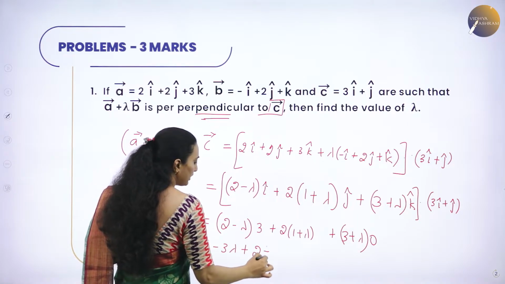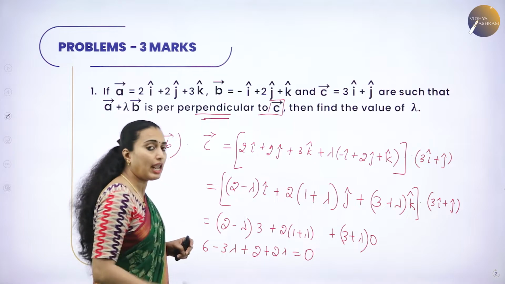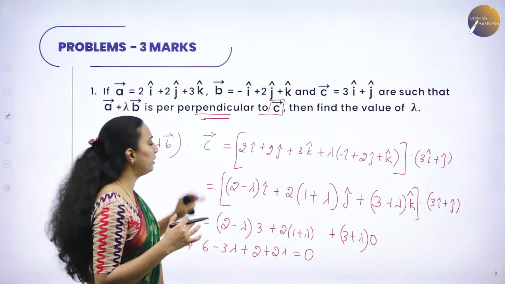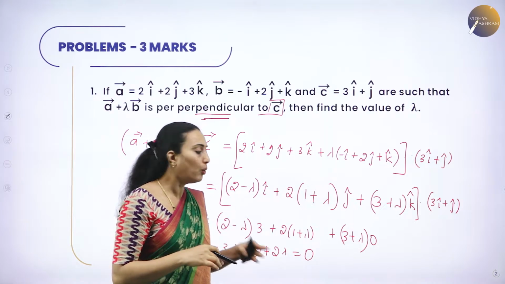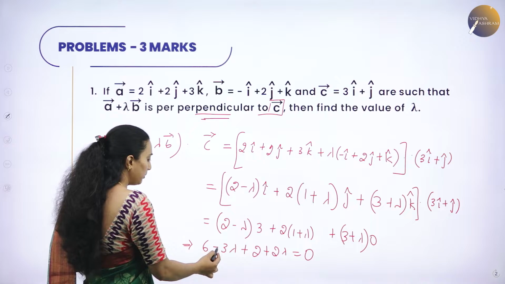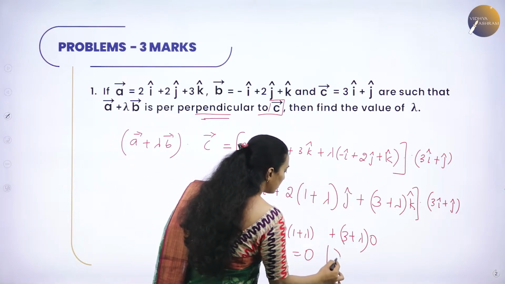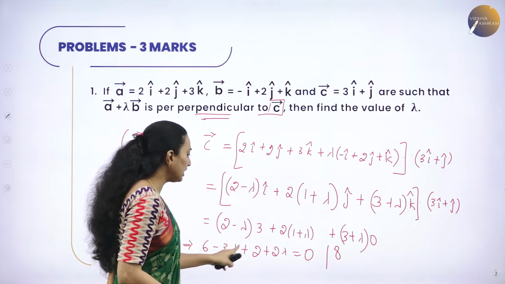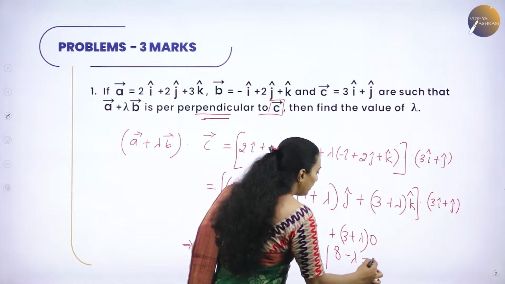plus 2 lambda, which is equal to 0. Since (A vector plus lambda B vector) dot C vector, they have given it as perpendicular, we have equated it to 0. Understood? Now, you can simplify this. 6 plus 2 is nothing but 8. Minus 3 lambda plus 2 lambda is nothing but minus lambda, equal to 0.